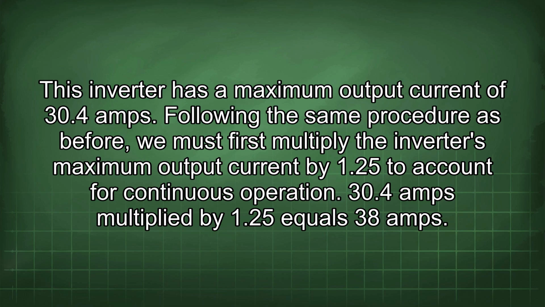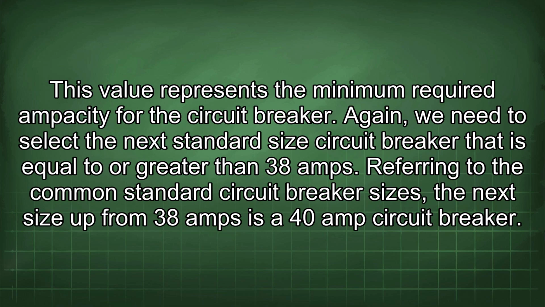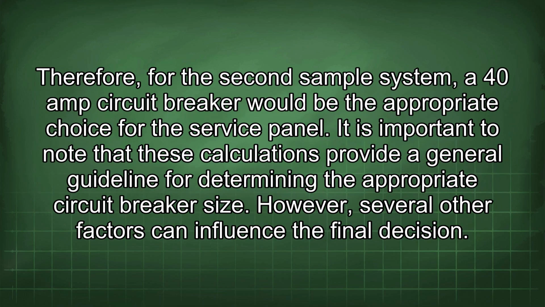Following the same procedure as before, we must first multiply the inverter's maximum output current by 1.25 to account for continuous operation. 30.4 amps multiplied by 1.25 equals 38 amps. This value represents the minimum required ampacity for the circuit breaker. Again, we need to select the next standard size circuit breaker that is equal to or greater than 38 amps. Referring to the common standard circuit breaker sizes, the next size up from 38 amps is a 40 amp circuit breaker. Therefore, for the second sample system, a 40 amp circuit breaker would be the appropriate choice for the service panel.